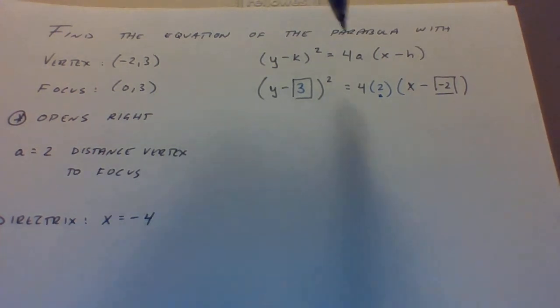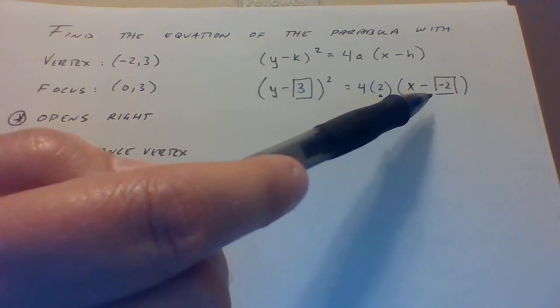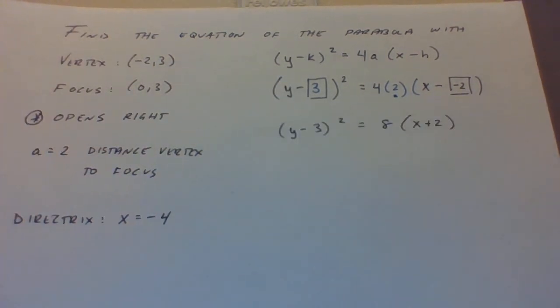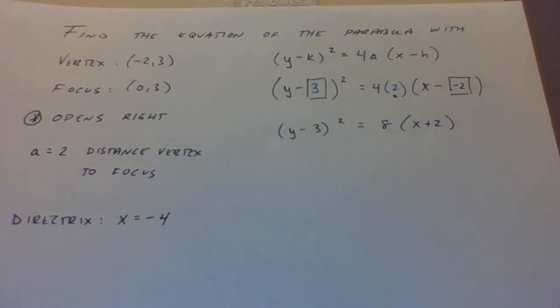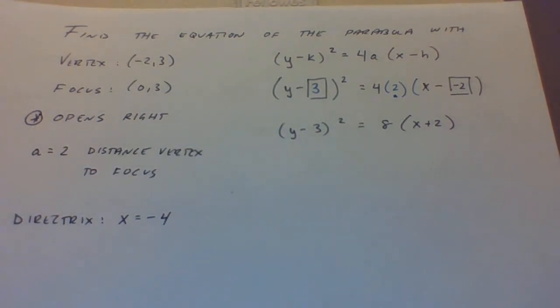So our a value was a 2, and when we plugged in our vertex, our h value was -2. Remember, that needs to go over here in the set of parentheses with the x, because that's the x component of your vertex. And the k value is a 3. Let's go ahead and clean up our signs. This is going to give us the equation y minus 3, the quantity squared, equals 8 times x plus 2. You can leave this just like you see it. There's no need for you to distribute or FOIL that left side out. We want it to be in that form.